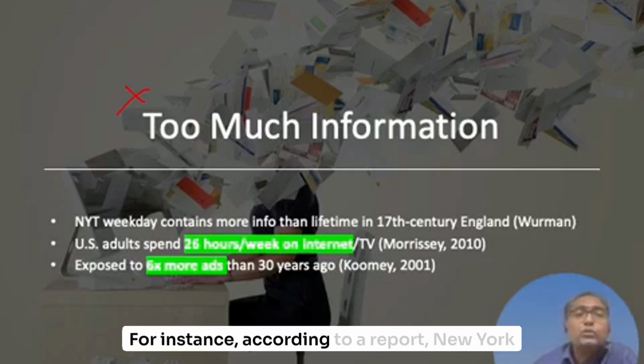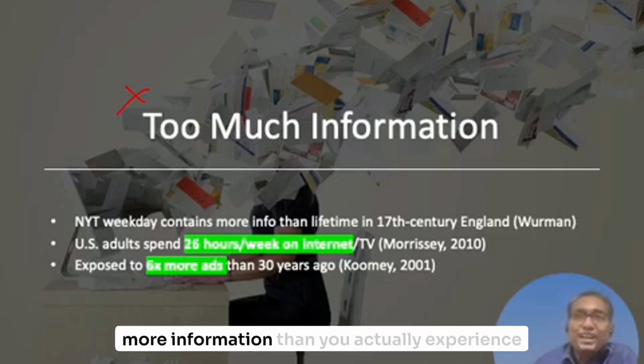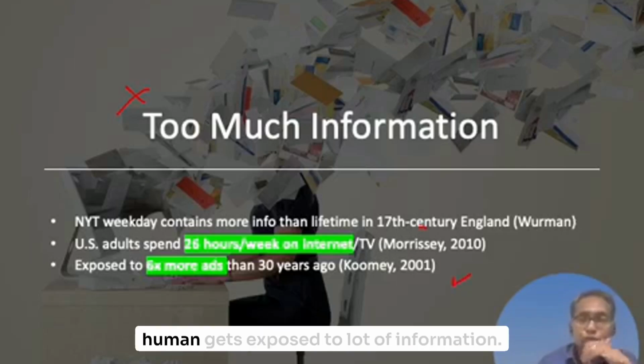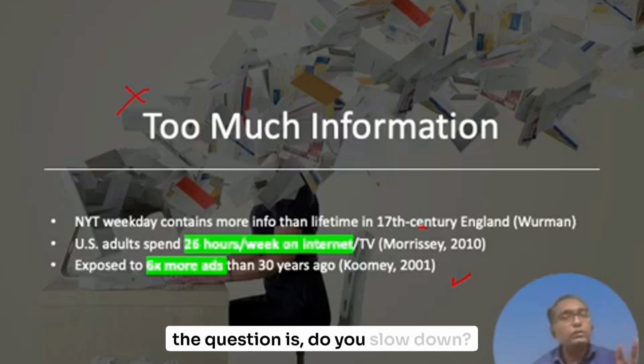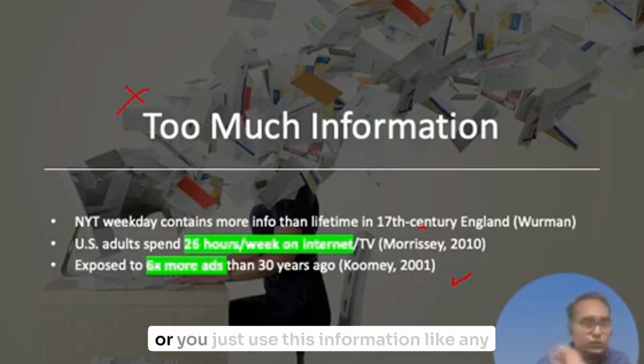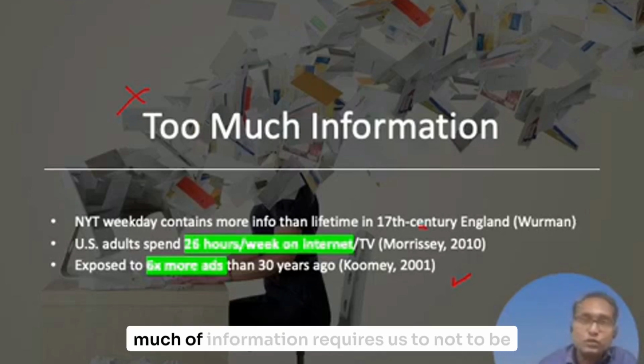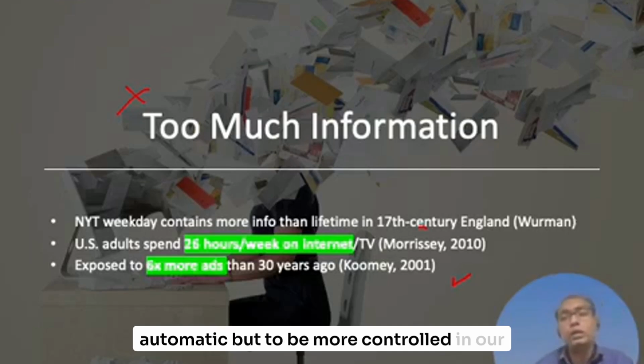For instance, according to a report, the New York Times weekly contains more information than you actually experience in your lifetime. Other reports suggest that the average human gets exposed to a lot of information. The question is, do you slow down? Do you evaluate? Do you critically think about this information? Or do you just use this information like any other perceptual information you use to make quick decisions, like walking, talking, reading? Too much information requires us not to be automatic, but to be more controlled in our thinking.